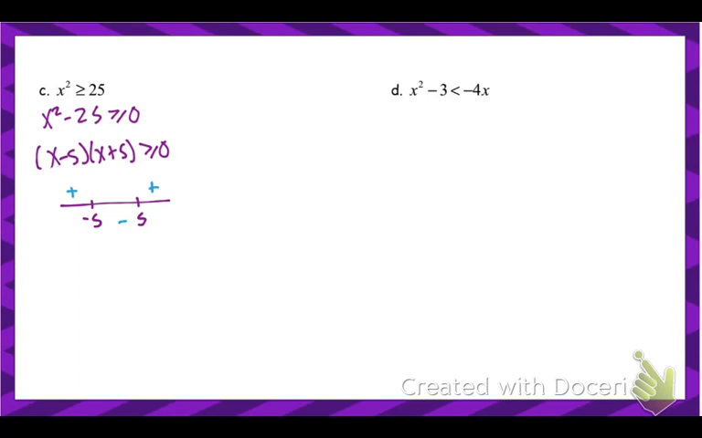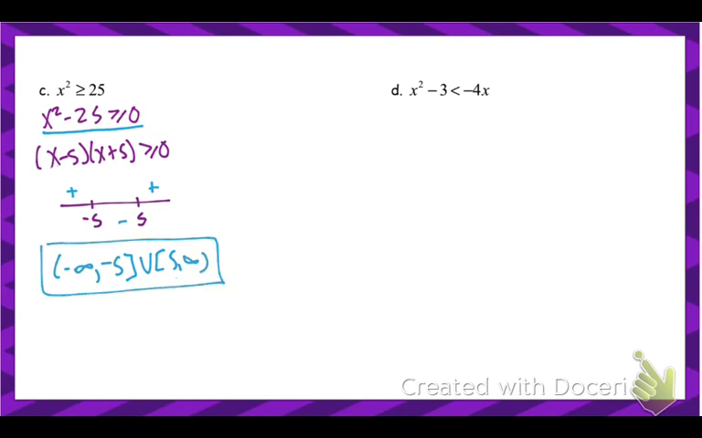Look at your original question. It wants to know when it's greater than or equal to 0. So we're listing the positive intervals. So negative infinity to negative 5 and 5 to infinity. Brackets because it's or equal to. All right, going on to the next one.